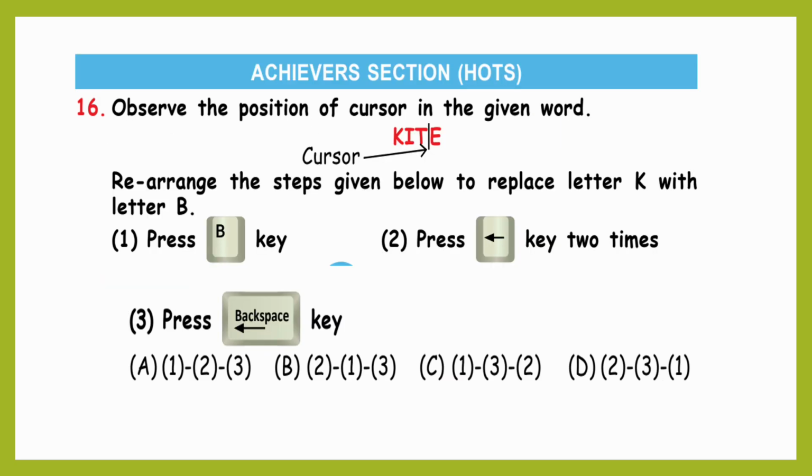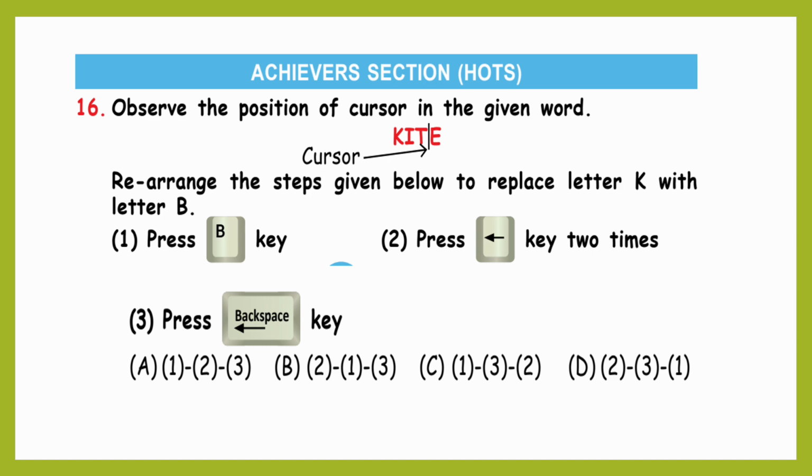Achiever section. Observe the position of cursor in the given word. We have given a word kite, K-I-T-E, kite. Here the cursor is after letter T. What we have to do? We have to rearrange the steps given below to replace letter K with letter B. Now the cursor is at what position after T? So, what we should do?